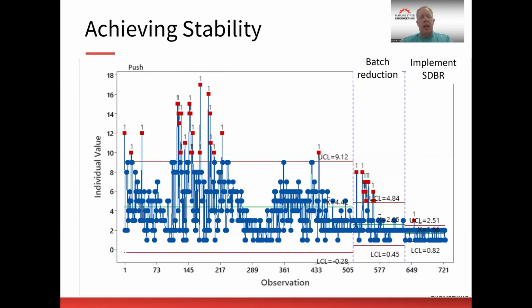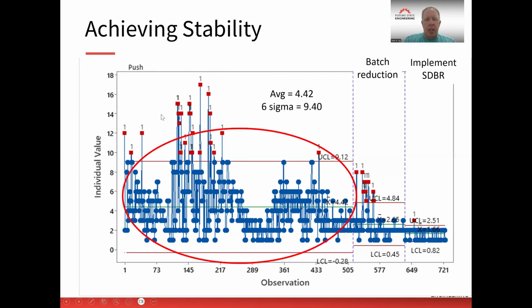But when we take that data and we analyze it, what we see is that this data set right here that I'm showing, the average days for jobs to get through the system, excluding all these points in the red, was 4.42 days. And 3 standard deviations above the average, 3 standard deviations below the average gives us our 6 standard deviations, and it's 9.4. So we had an average of 4.42 days with a standard deviation of 9.4.